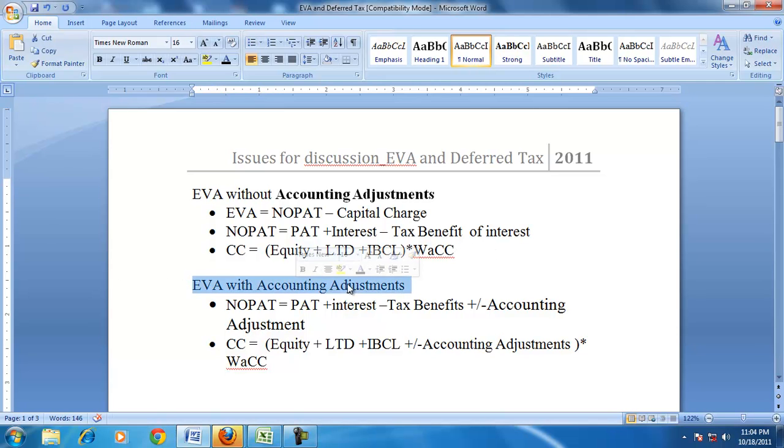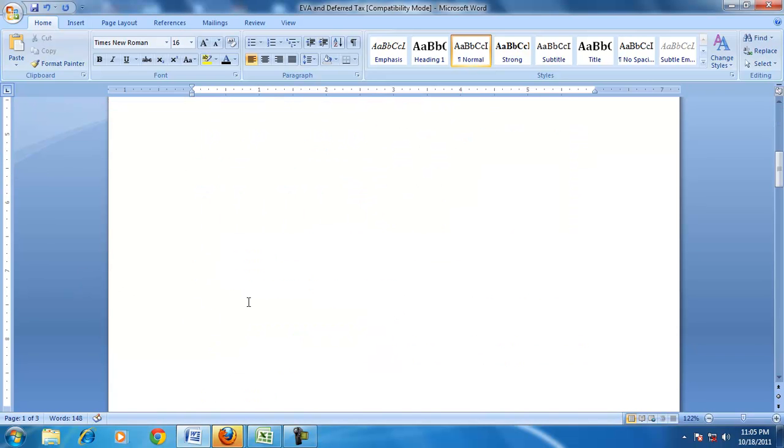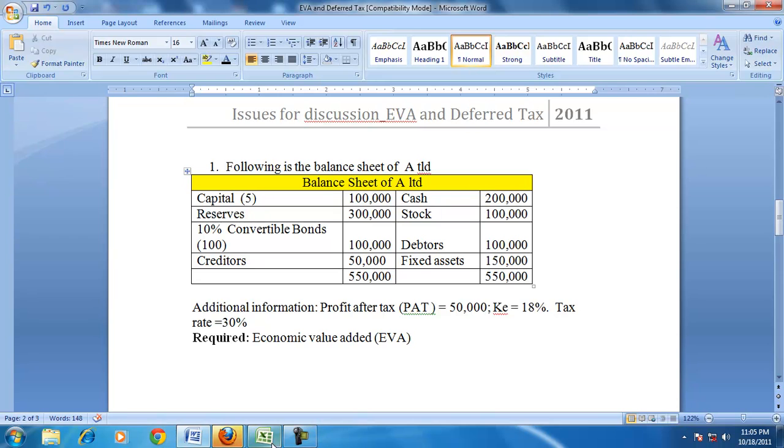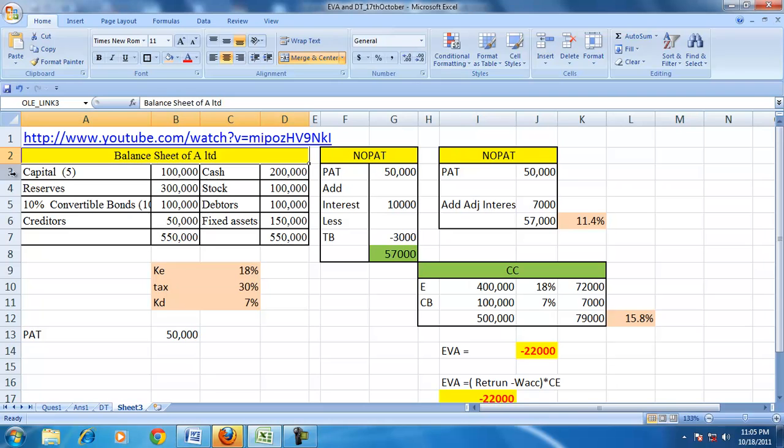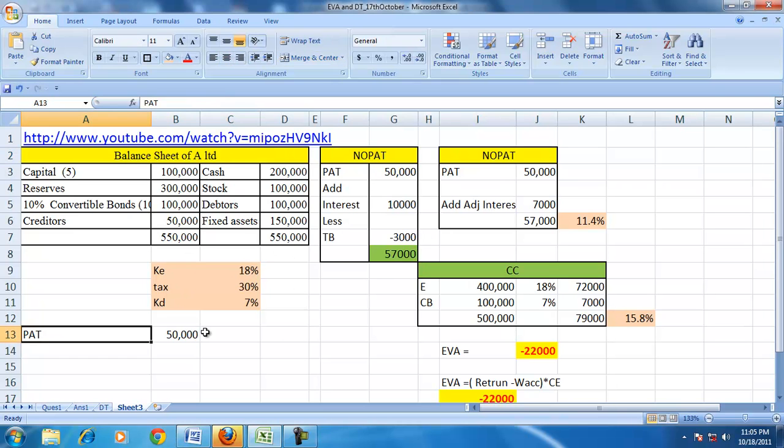But in this session we'll pick up some accounting adjustments. Let us take the concept of deferred tax and see how deferred tax affects the calculation of EVA. In the previous session we calculated the EVA with this balance sheet, but you can see that there is no information on deferred tax, and the profit is given. We assume that there is no deferred tax. So EVA was negative 22,000.